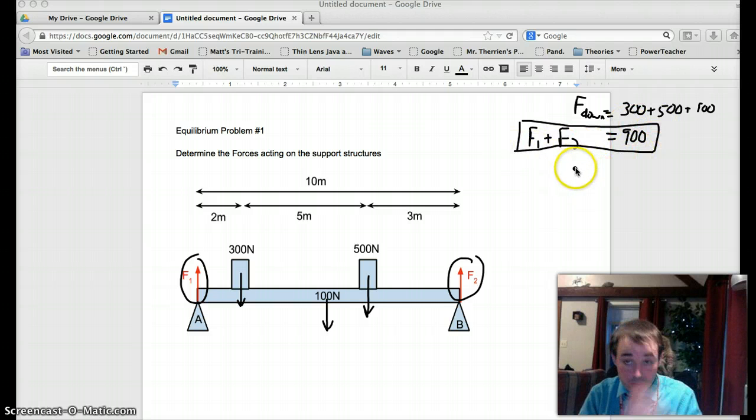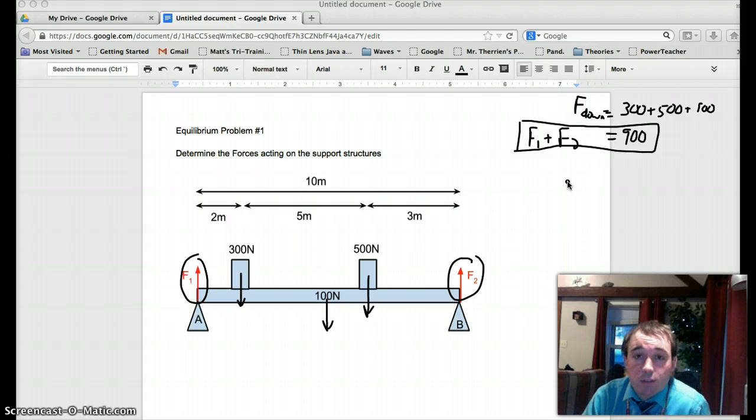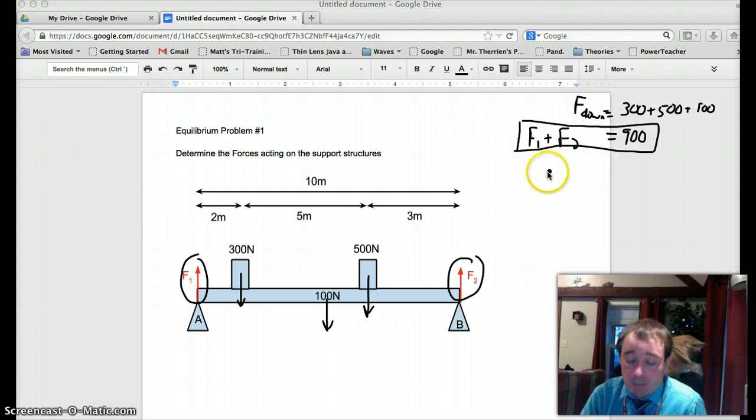Could be 450 and 450, it could be 400 and 500. We don't have enough information yet to determine. That's where the torque comes in. So we know that the total torque has to be 0. I'm going to come back to F1 plus F2 equals 900 in a little bit, but let me clear that out.